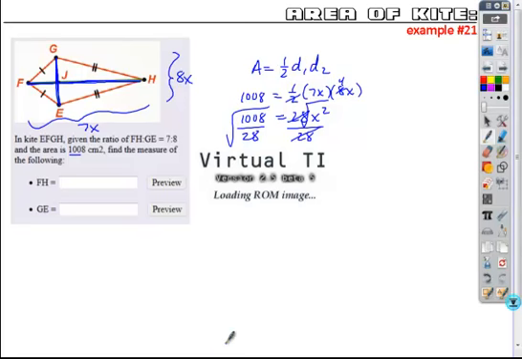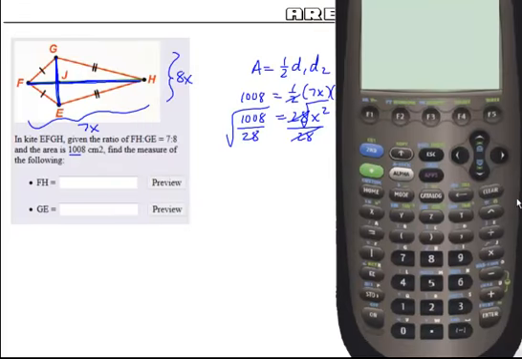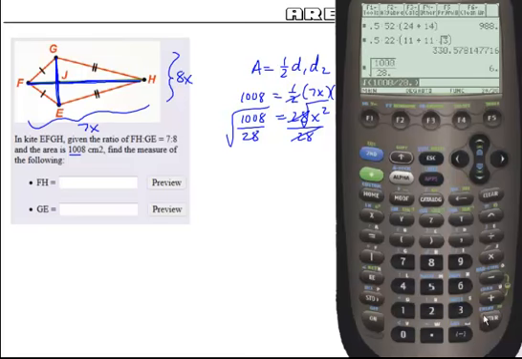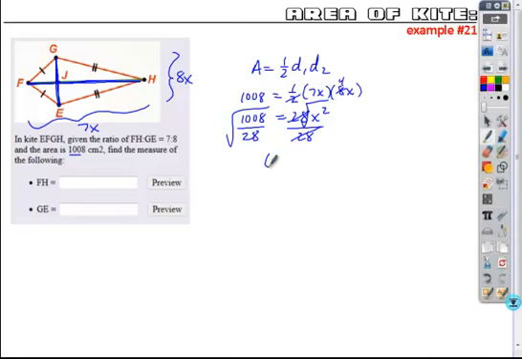But if we calculate for x here, so if we take the square root of 1008 divided by 28, I'll put a decimal in there so my answer is displayed as a decimal. I get 6. So I know that x is equal to 6 for this.